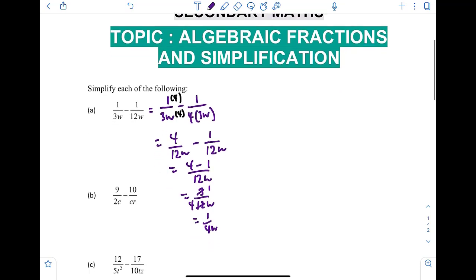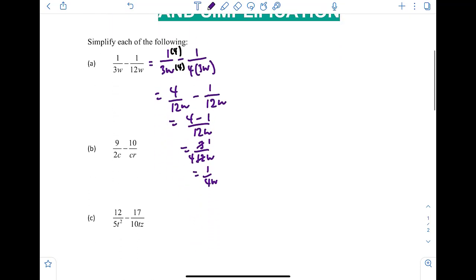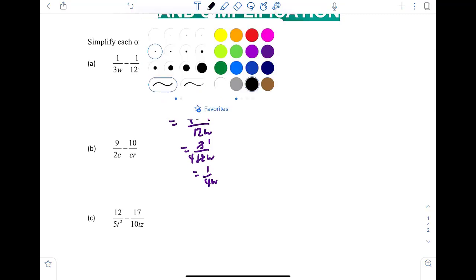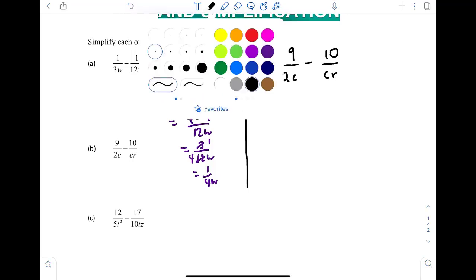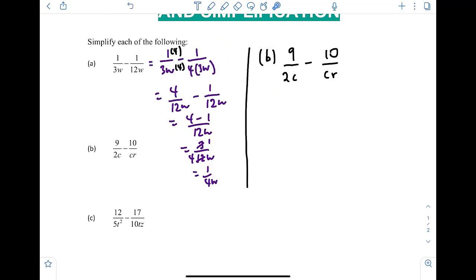Okay, now next up, part B. 9 over 2c minus 10 over cr. This is part B. 9 over 2c minus 10 over c times r. So what's lacking in the first fraction as compared to the second one is actually an r. What's lacking in the second fraction as compared to the first one is actually the 2.